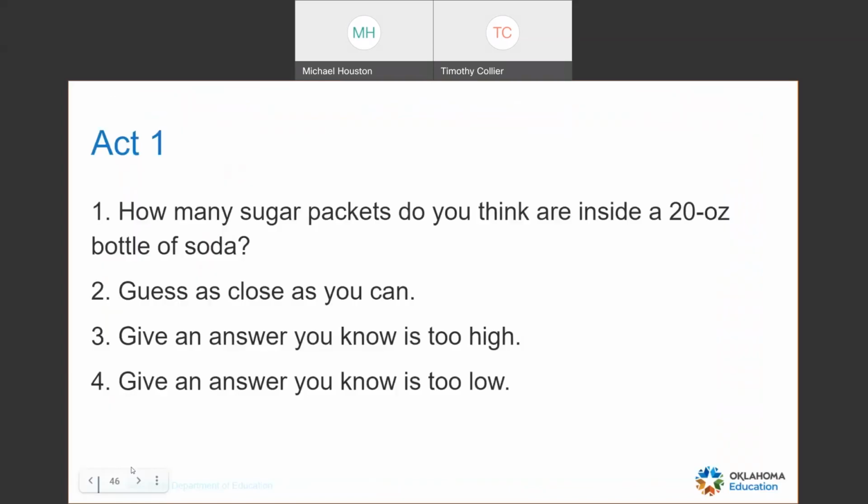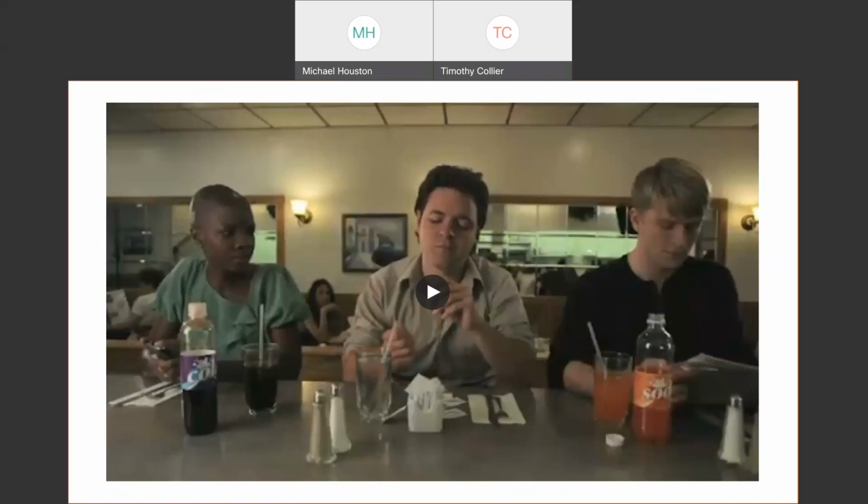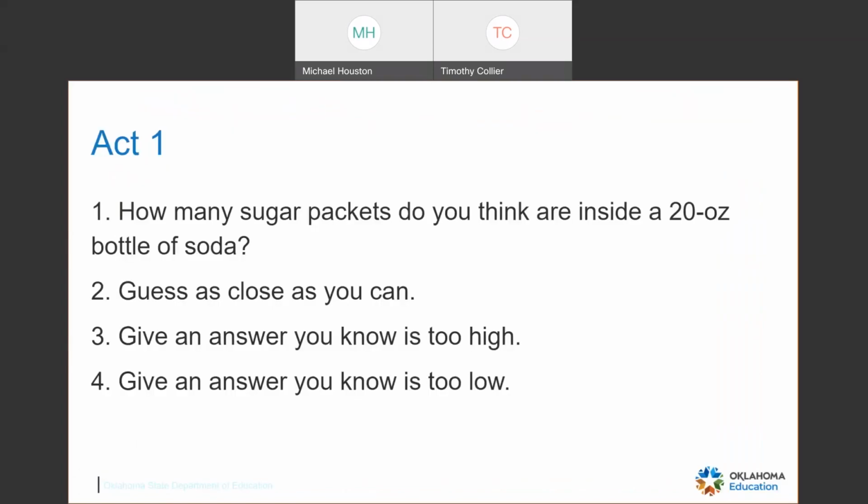Of course, we're talking about how many packets of sugar are in that 20-ounce soda. Again, this is built around those three-act math processes that were made famous by Dan Meyer, but are done by hundreds of other people. Those roots of modeling, those roots of puzzle problems, could easily be moved into these kinds of questions. Give us a guess that's too high, one that's too low.